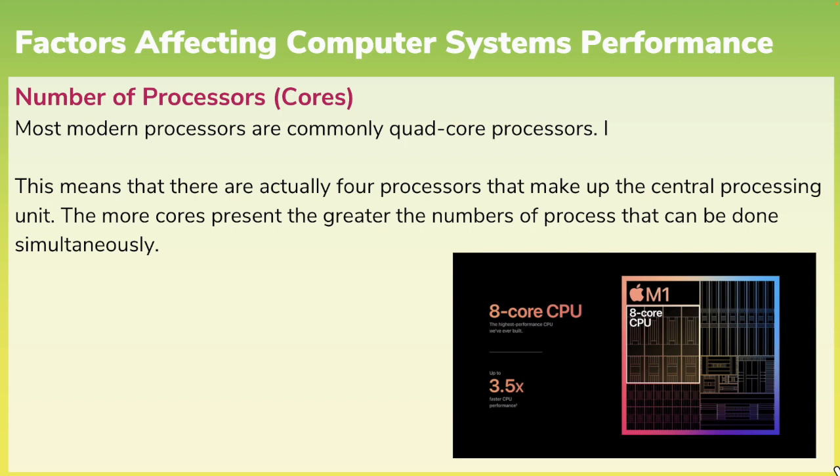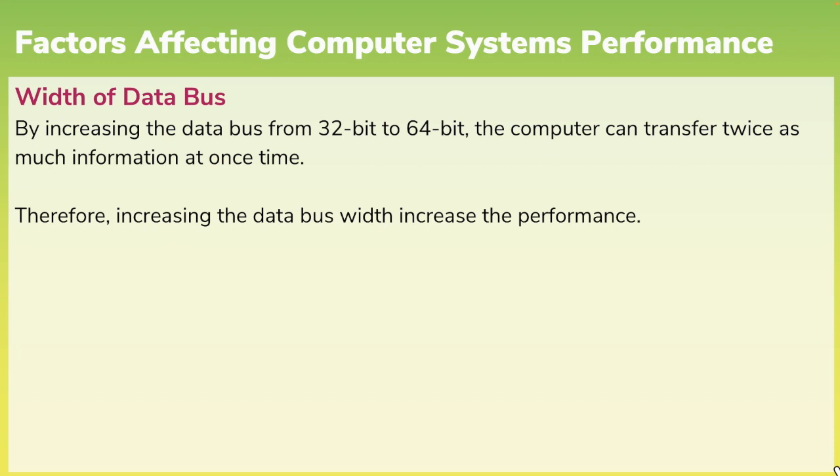However, doubling the number of cores from 2 to 4 or from 4 to 8 doesn't double the speed, as all the cores need to communicate, and this takes up some of this extra speed. By increasing the width of the data bus from 32 bits to 64 bits, the computer can transfer twice as much information at once. Therefore, increasing the data bus width increases the performance of the overall computer system.